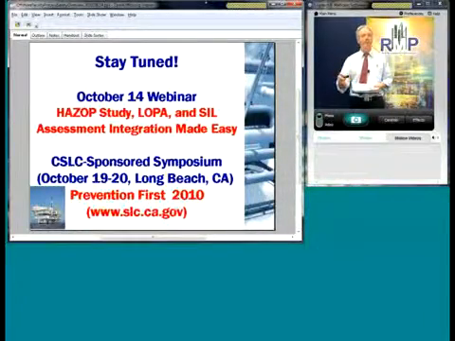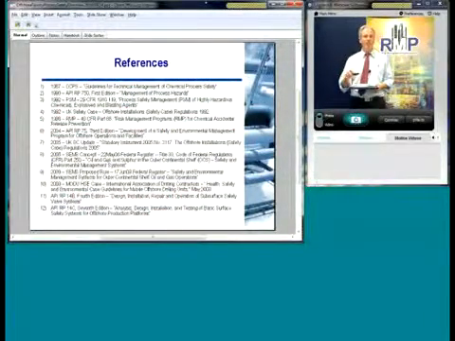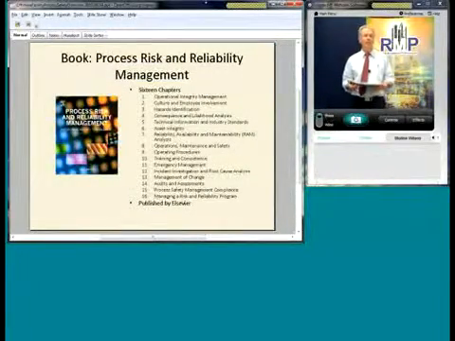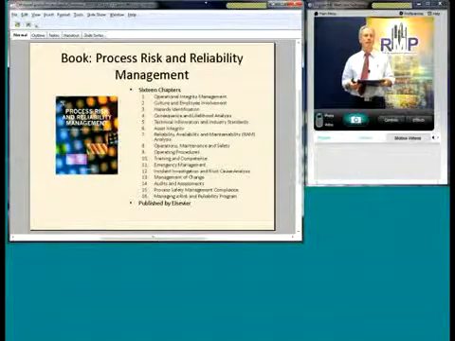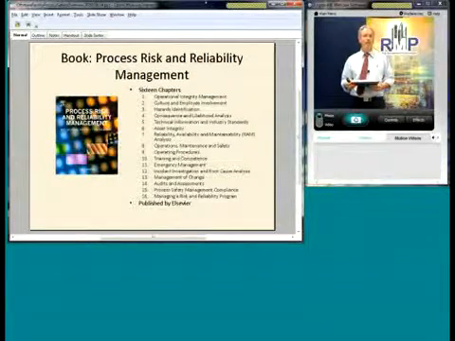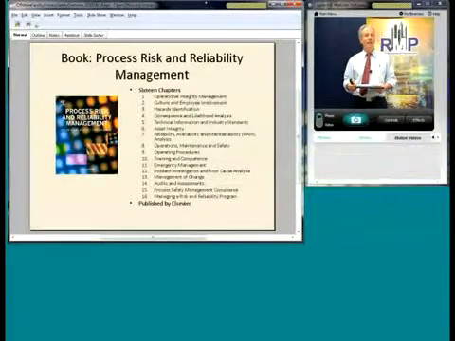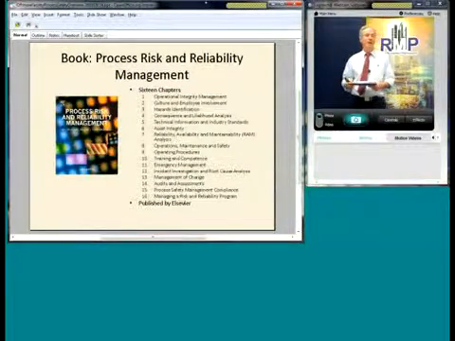For your benefit, I just put some references at the back. And also what I'd like to do is just spend a moment. One of our speakers, Ian Sutton, has put together a number of good technical references on process safety and risk management programs. A recent book, Process Risk and Reliability Management, addresses a lot of these key elements that we've been talking about and are fundamental aspects of any safety management system.